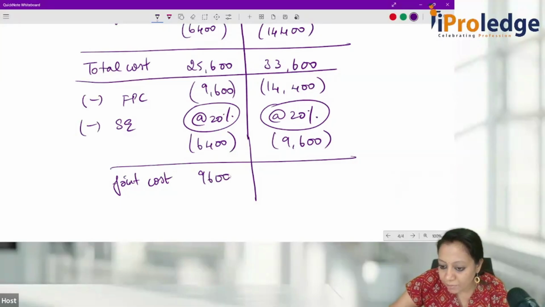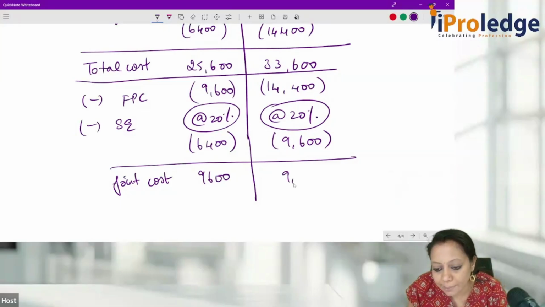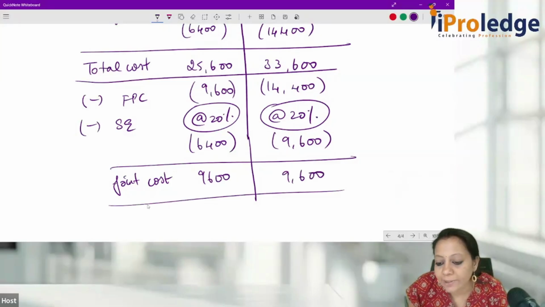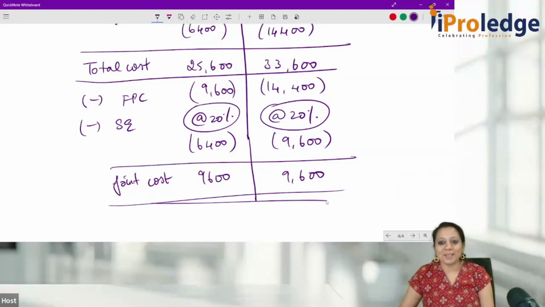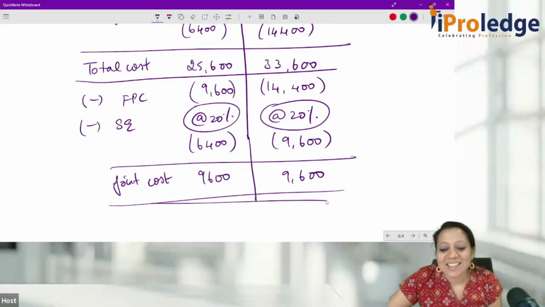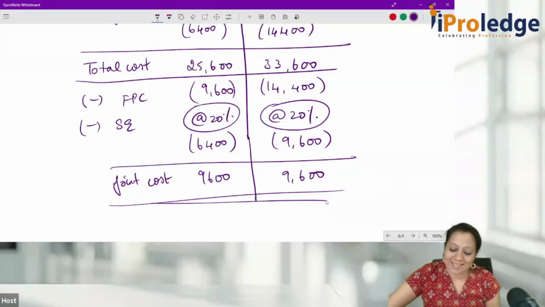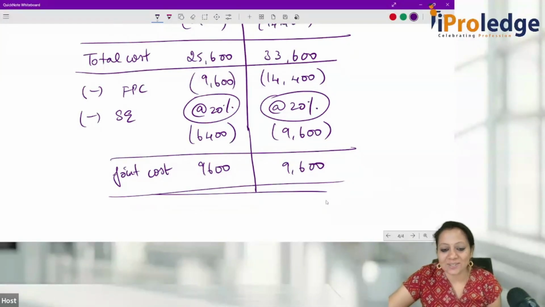33,600 minus 14,400 minus 9,600 is 9,600. Right. I think in this question they love 9,600 so much, it is repeating so many times. Okay. So now shall we proceed? Yes. So now joint cost is over.